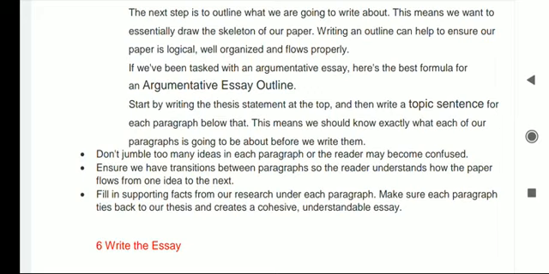If we have been tasked with an argument essay, here is the best formula for an argument essay outline. Start by writing the thesis statement at the top and then write a topic sentence for each paragraph below that. This means that we should know exactly what each of our paragraphs is going to be about before we write them. Don't jumble too many ideas in each paragraph or the reader may become confused. Ensure we have transitions between paragraphs so that the reader understands how the paper flows from one idea to the next. Fill in the supporting facts from our research under each paragraph. Make sure each paragraph ties back to our thesis and creates a cohesive, understandable essay.